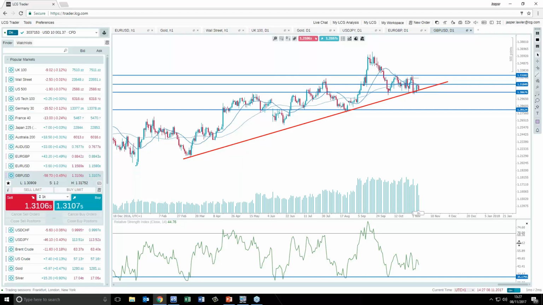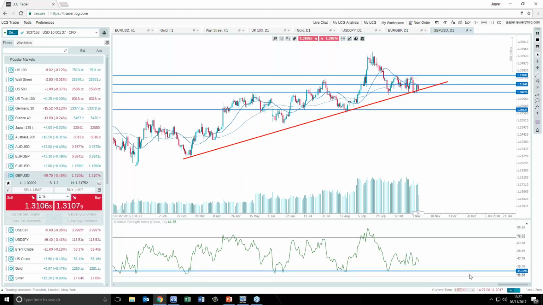But if we do dip below the 30 level, and we get some bearish looking candlestick patterns, and we reverse the trend line, then actually the pound is not looking so good. At the moment, maybe I'll just assume the trend is going to continue, but it's showing signs of reversing.